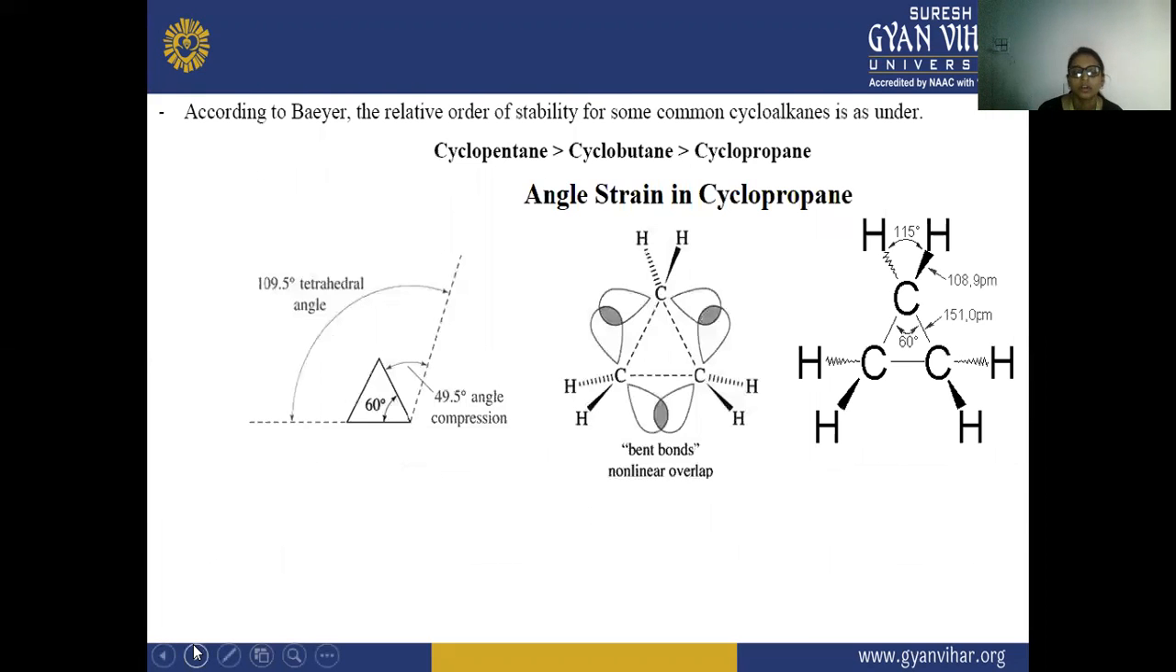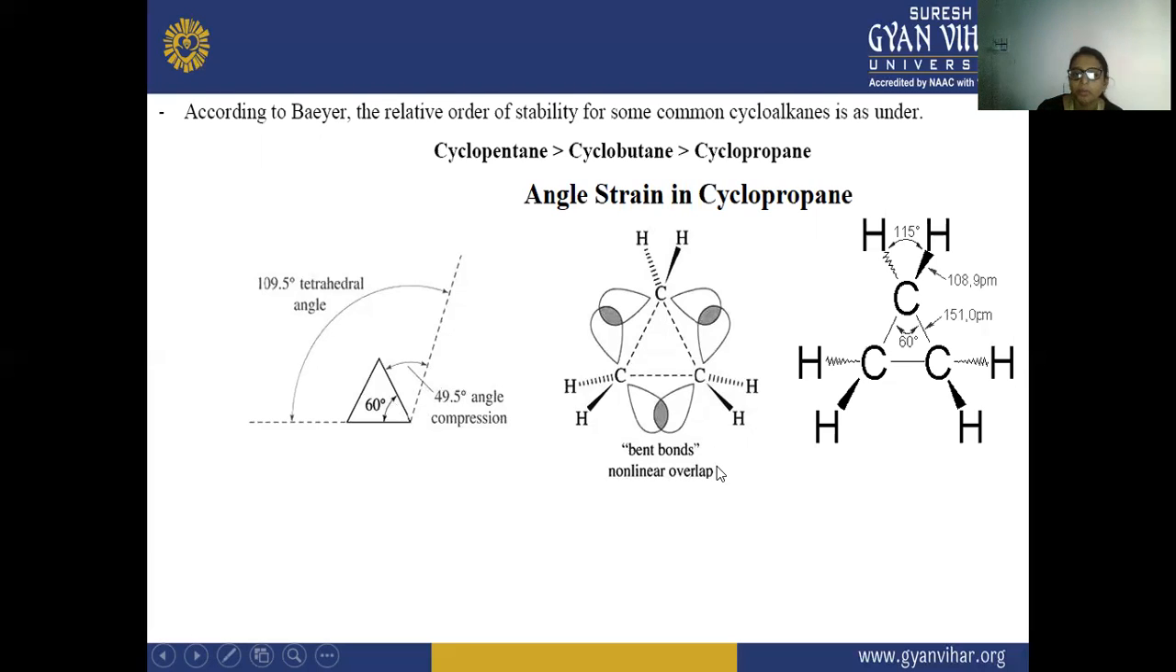Next, according to Bayer, the relative order of stability for some common cycloalkanes is as follows. Cyclopentane is more stable than cyclobutane, and the least stable is cyclopropane. So the angle strain in cyclopropane: here you can see that the angle is 60 degree, so the deviation is 49.5 degree.